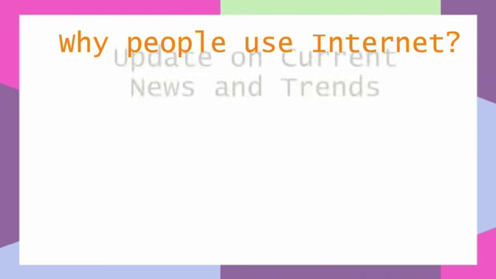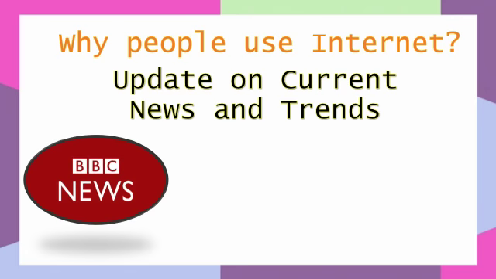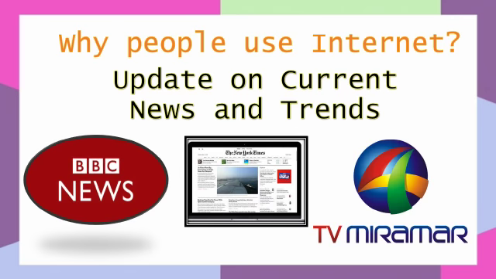Next, to be updated with news and trends. The Internet is a great venue to know what is happening on our surroundings. It is also the fastest way to be updated on what is happening around. There are lots of news agencies who put news updates on the Internet from time to time so that everyone will be updated. With just a few clicks, you will know and be aware on what are the latest news and trends all over the globe.